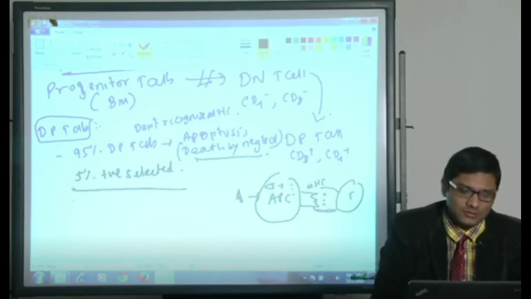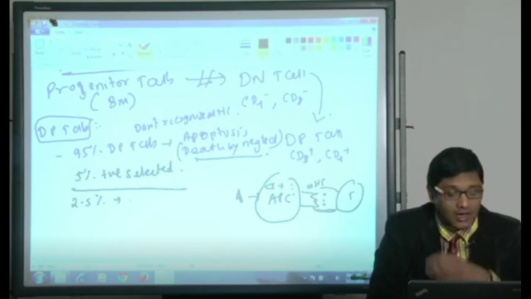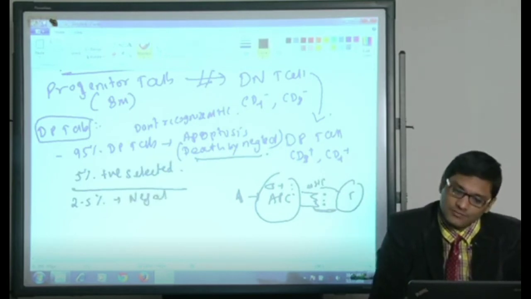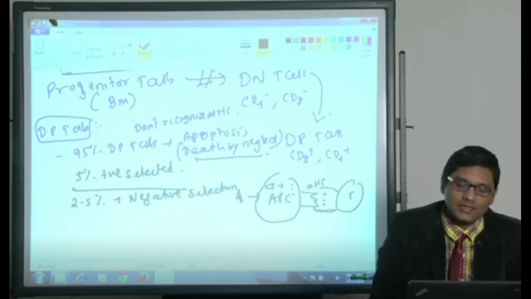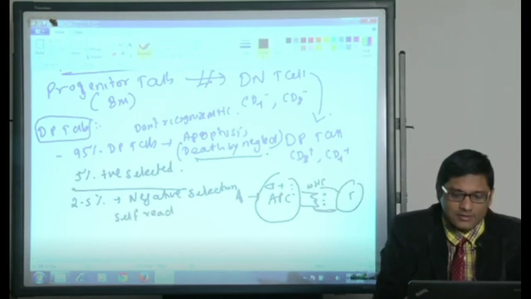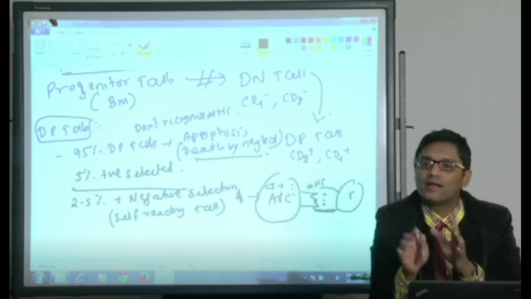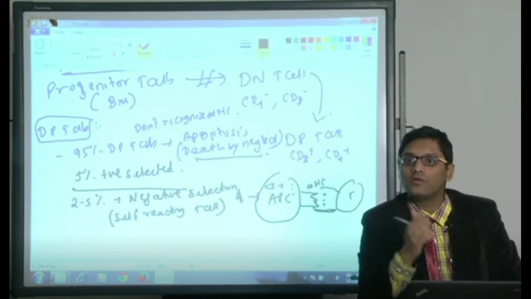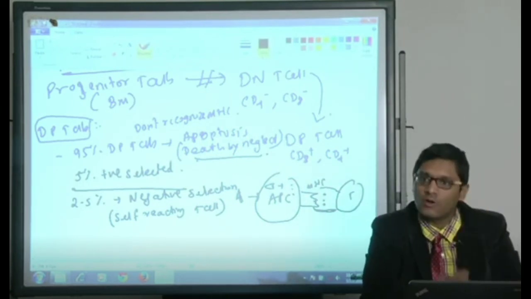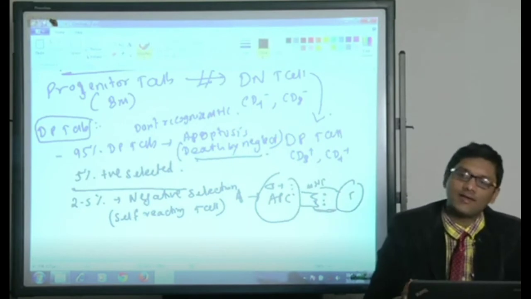In that 5%, 2 to 5% will undergo negative selection. Why? Because those T cells are self-reacting T cells. Self-reacting T cells means T cells which react towards their own antigen. That will lead to autoimmunity. You will produce antibody against your own antigen. So 2 to 5% of T cells will undergo cell death, negative selection, because they are self-reacting T cells.